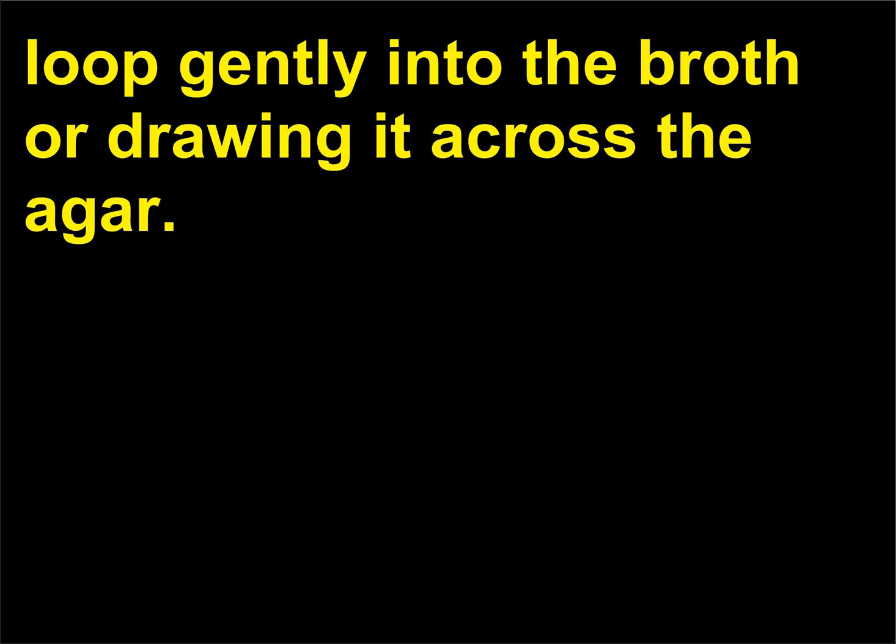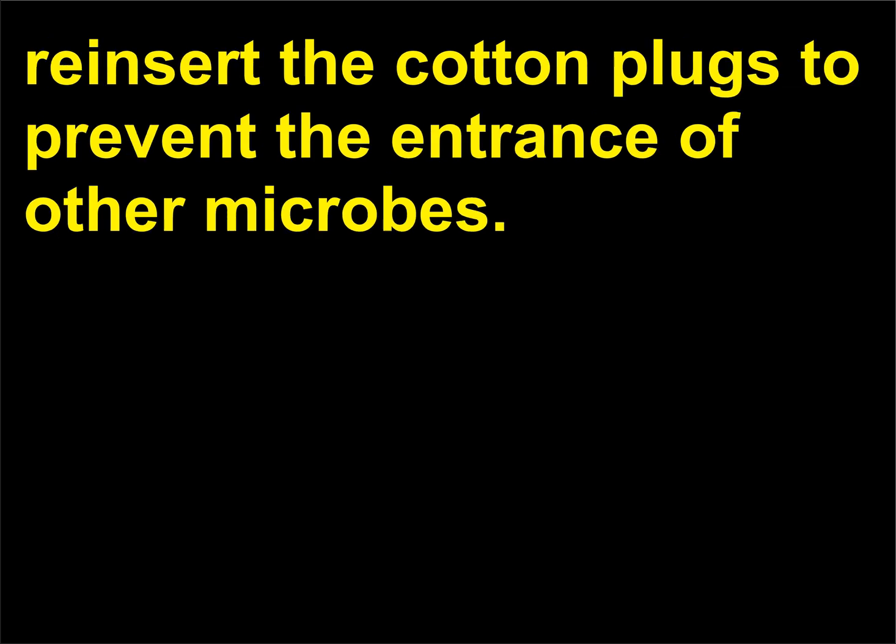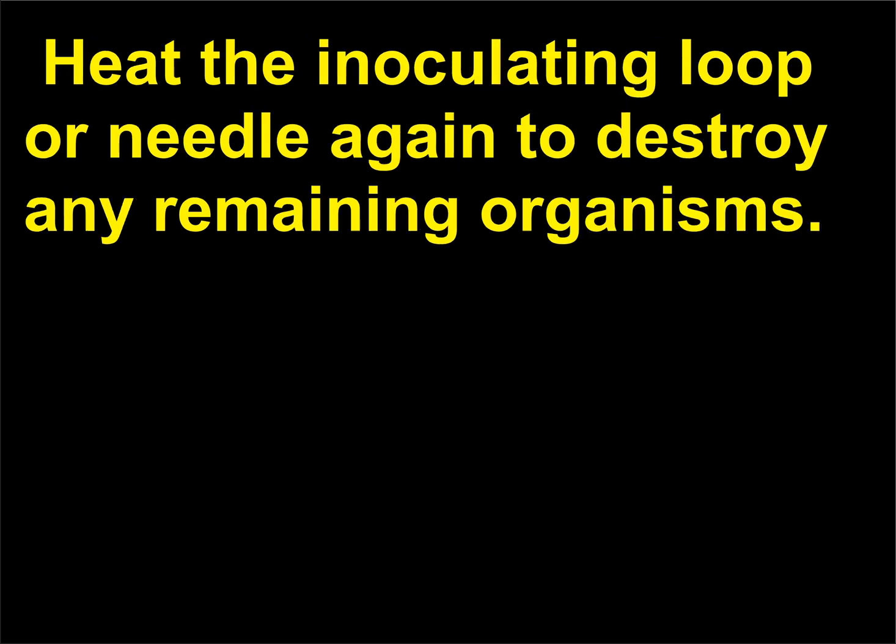Transfer the culture to a new test tube by dipping the loop gently into the broth or drawing it across the agar. Pass the mouths of the tubes through the flame again and then reinsert the cotton plugs to prevent the entrance of other microbes. Heat the inoculating loop or needle again to destroy any remaining organisms.